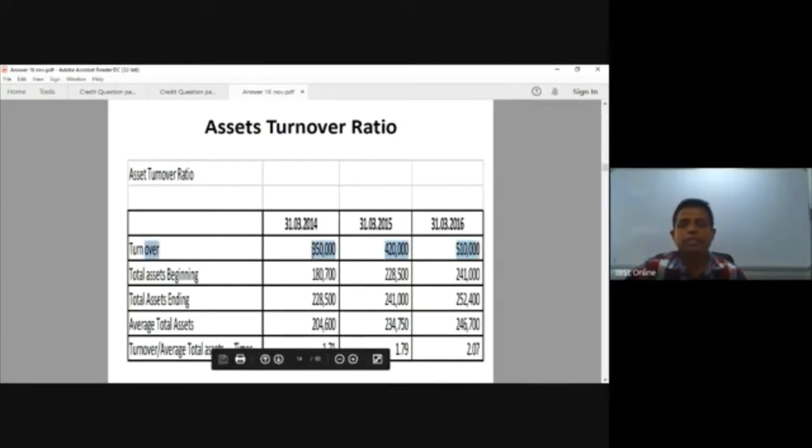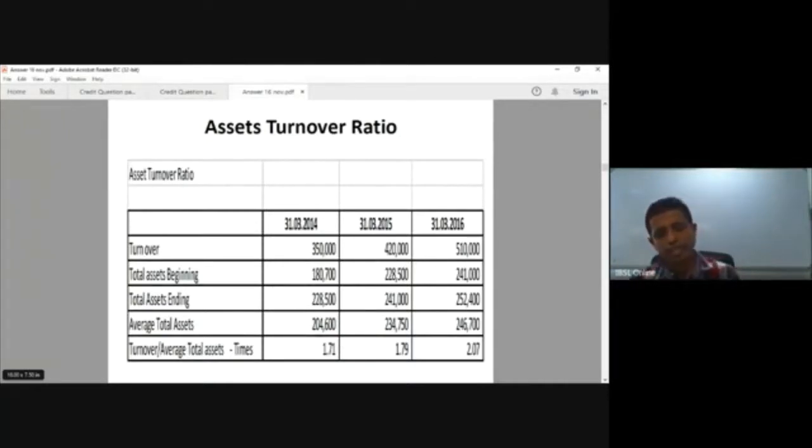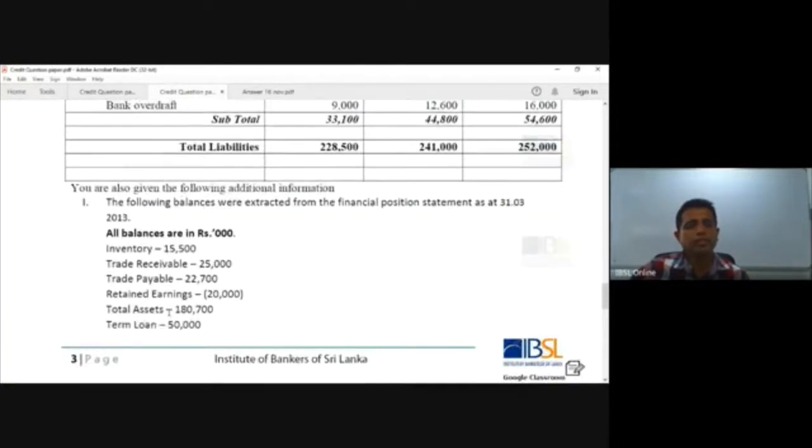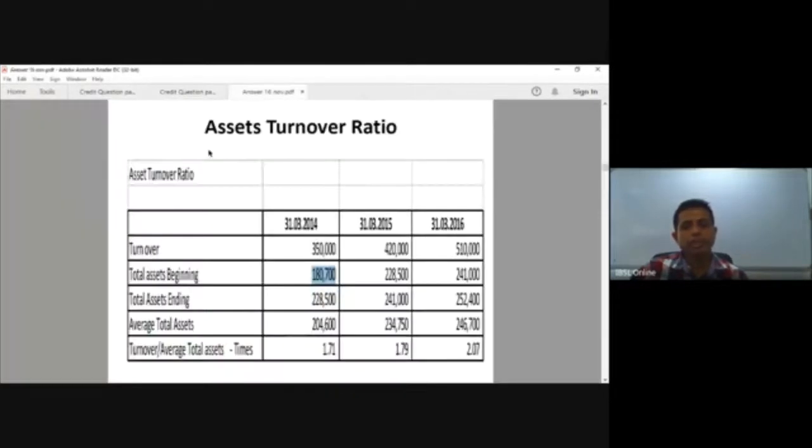It's given in the income statement. Then total asset average figure we have already calculated in the previous formula. You can directly take that figure also, beginning total assets and ending total assets. For 2014, the beginning total asset figure we can take from the first note, that is 180,700. Then calculate the average and calculate the figure.